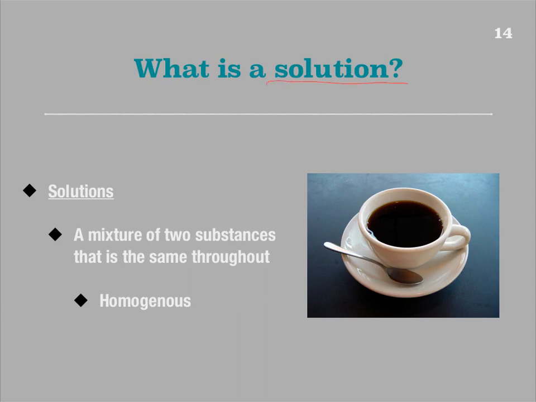So, what is a solution? A solution is a mixture of two substances that is the same throughout. It's composed of two parts. The solvent, which is the thing that's going to do the dissolving. In living things, the solvent is often water. And the solute, the thing that's being dissolved in the water.